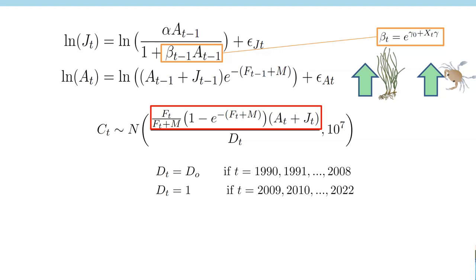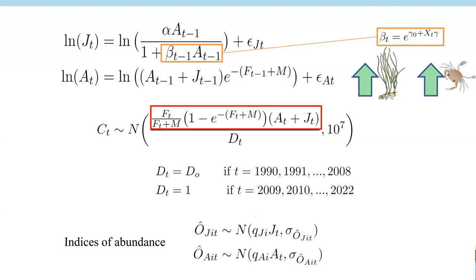So essentially, I divided this fraction by this D_t term, and that was set to a coefficient D naught for all years before 2008. And then it was set to one for all years after 2008, where essentially this fishery was banned. And so that term was no longer relevant. And then finally, I was relating the state equation to our indices of abundance, which were derived from the different fisheries independent surveys that I talked about previously. And these were equipped with catchability terms, as well as observation error that were derived from the design-based indices of abundance that I calculated.